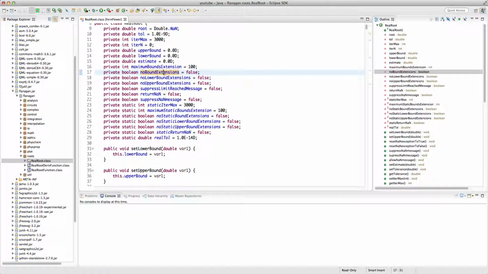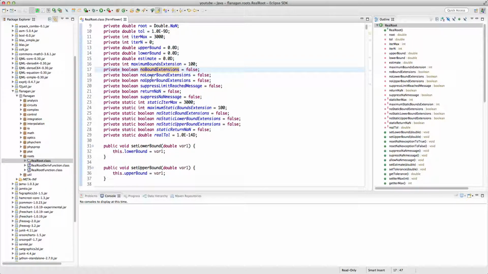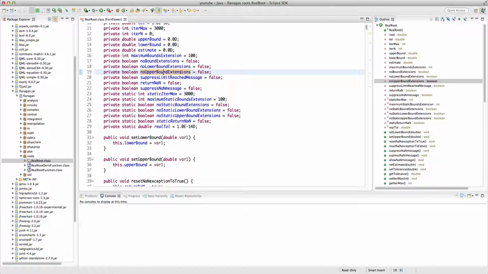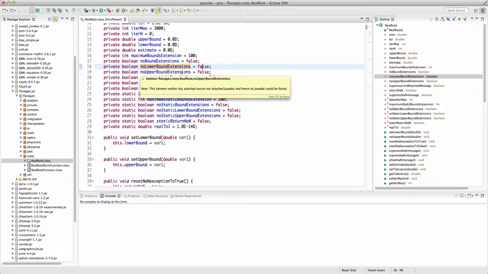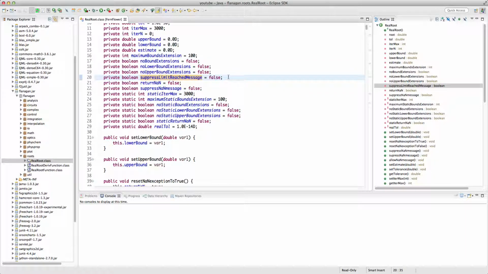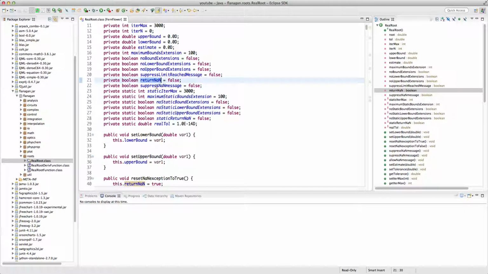No bound extension is a flag that if we set it to true, the methods don't try to extend the bound if the original interval is not a valid bracket. No lower bound extensions, no upper bound extensions. So if we set one of these to true, then only one of the bounds of the initial search interval is extended. Suppress limit reached method, return NaN, which we said is a good idea to always return.